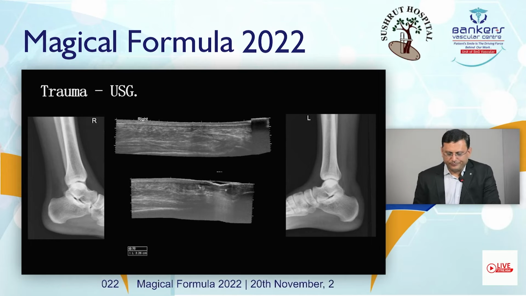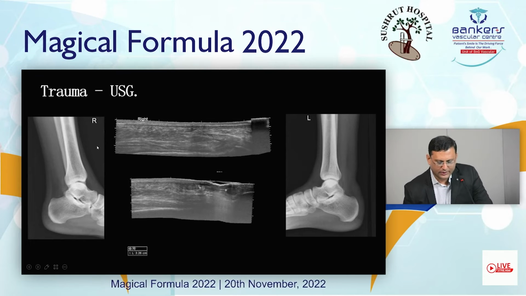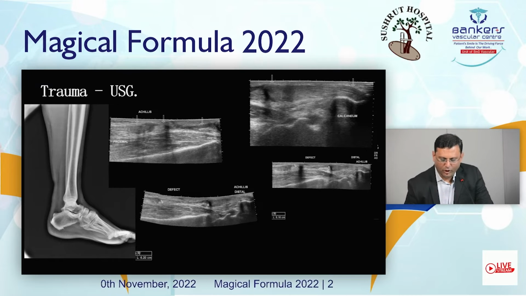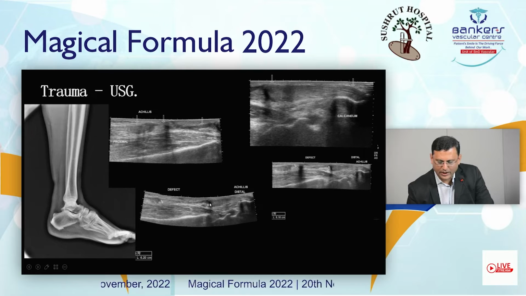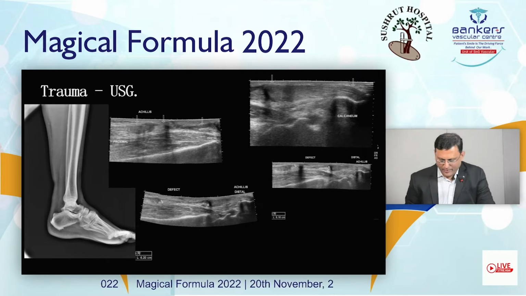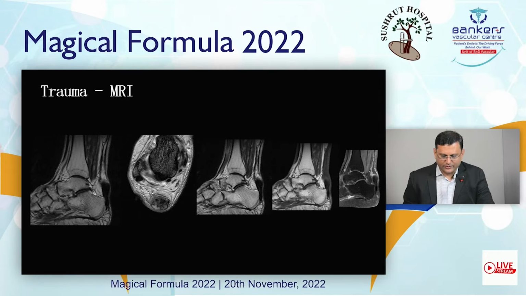a given patient. The plain radiograph doesn't show much, but on ultrasound you can see the full thickness defect in the tendon, and we can easily measure the retracted part of the tendon, which can be a small one, or there can be a large gap like here. And as I showed, the further management is based on the size of the defect.